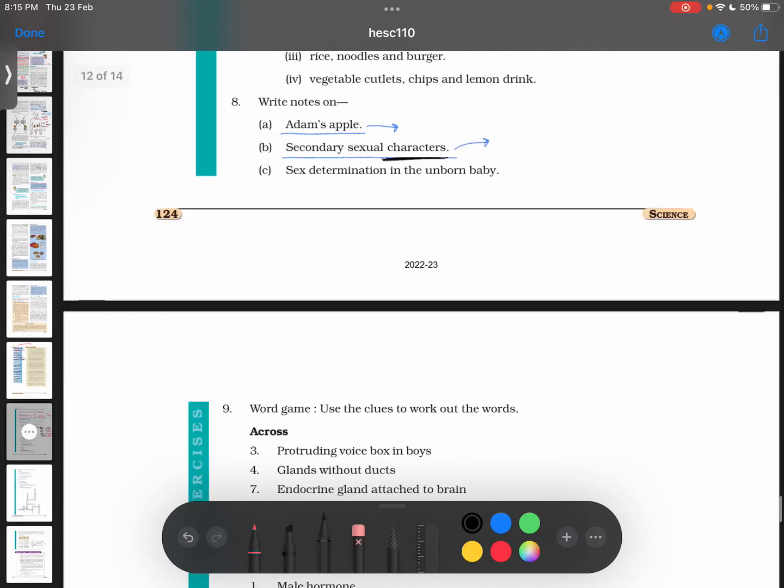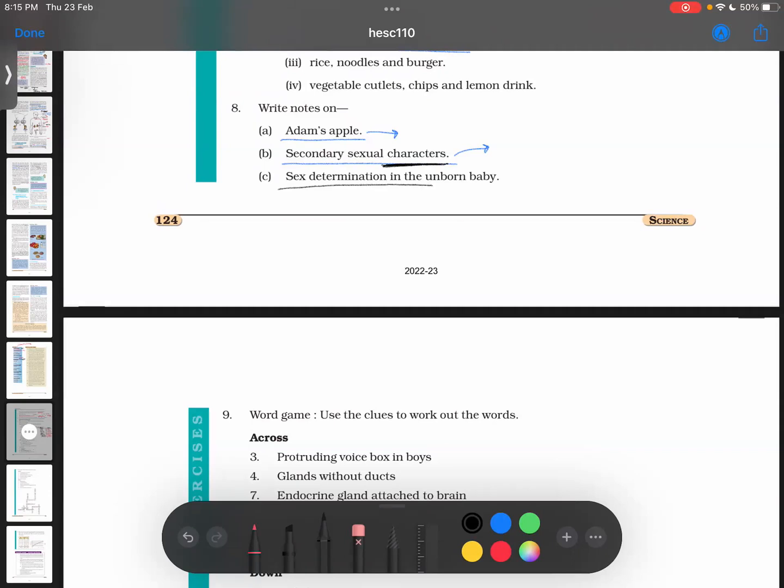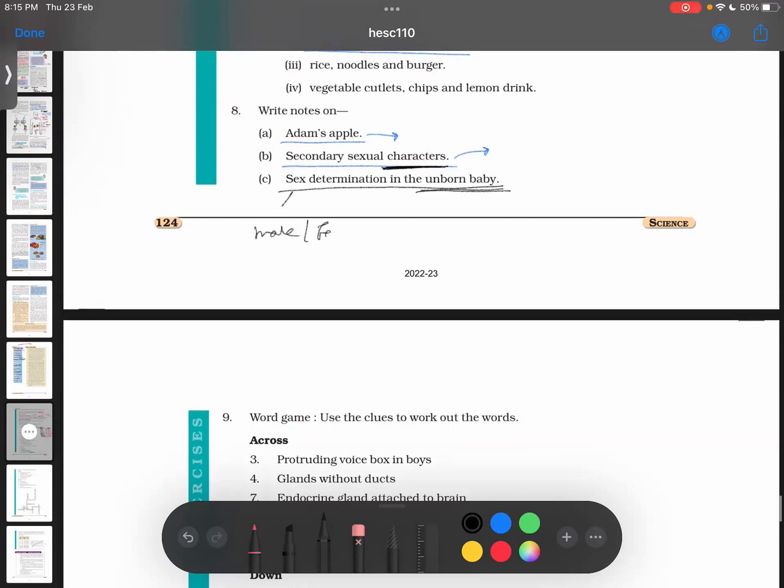Okay. Now you have to write a note on sex determination in the unborn baby. A baby who isn't yet born, how do we determine the sex? Sex here means whether the baby is male or a female. So how is it done?